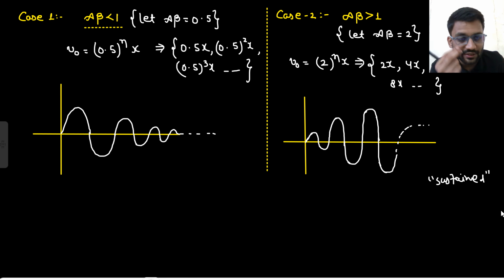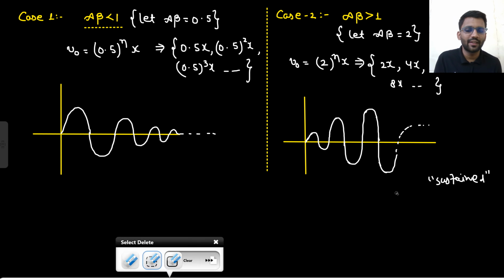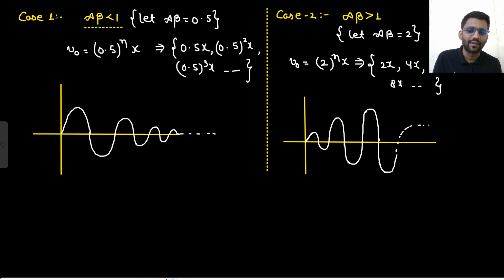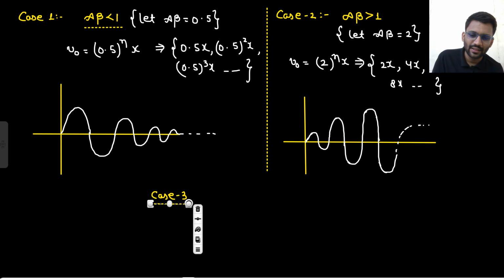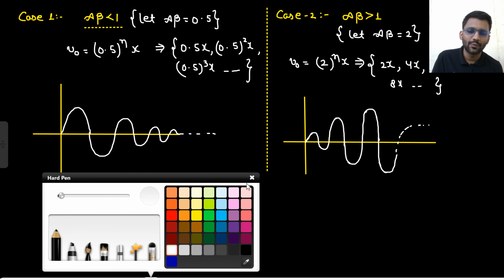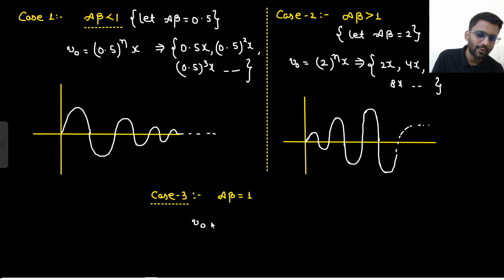So what do you need for a sustained oscillation? Tell me, think about it. For sustained oscillations, A beta should be equals to 1, right? If your A beta is equals to 1, what will happen? So case 3. What is the case 3? Case 3 is that if your A beta is constant to 1, then what will be your output? Your output will always be X, right? Output will always be X.